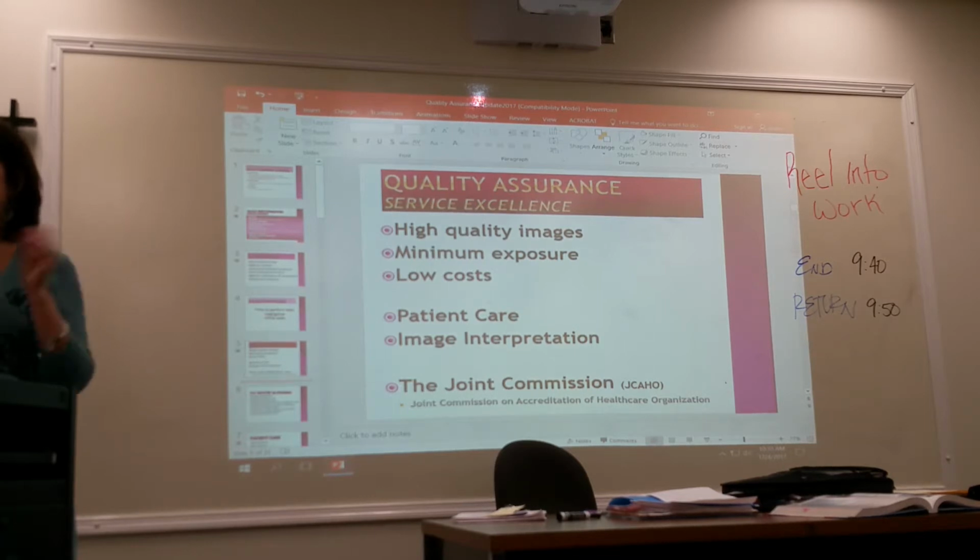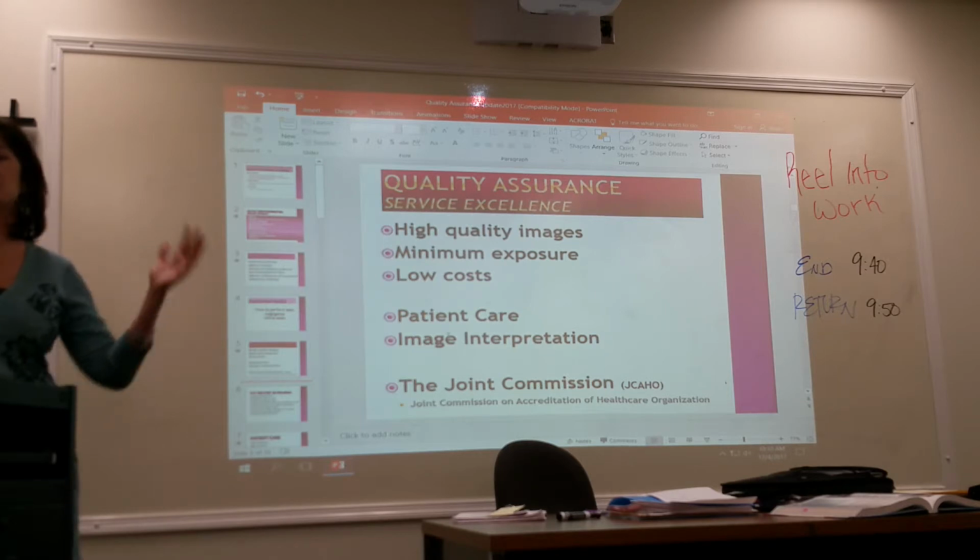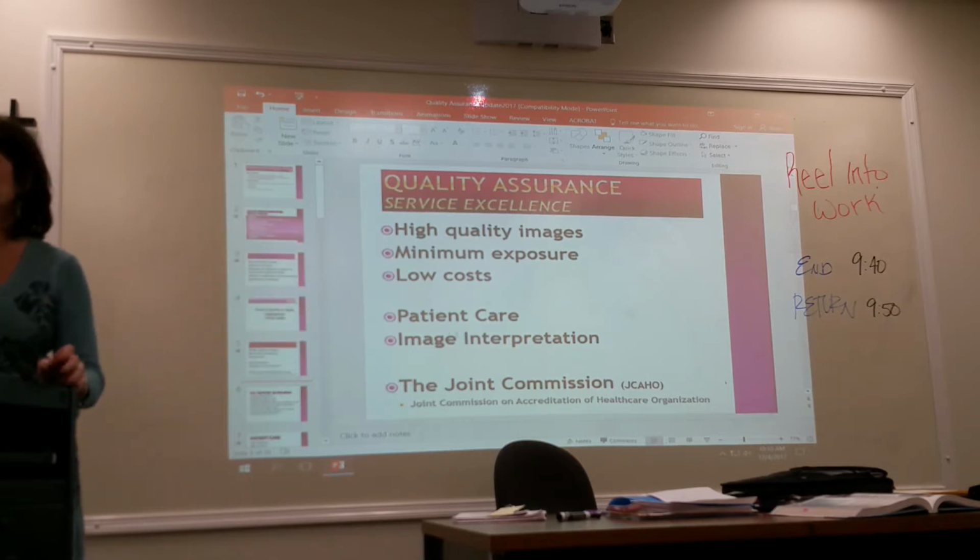Maybe the two parts of quality assurance. What are the two parts of a quality assurance testing? That's patient care and image interpretation. What does TJC stand for? You know, what is it that they do?